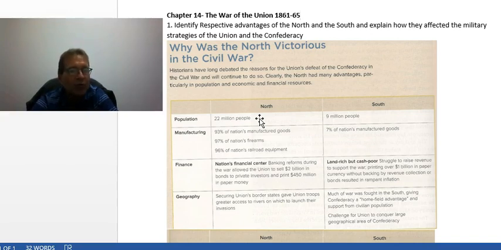Grant knew it was only a matter of time, if they bleed the South enough, that they were going to be victorious. They had 93% of the nation's manufactured goods. Only 7% of any manufacturing took place in the South. They produced most of the firearms, most of the railroad equipment. These are overwhelming northern advantages, population and manufacturing.